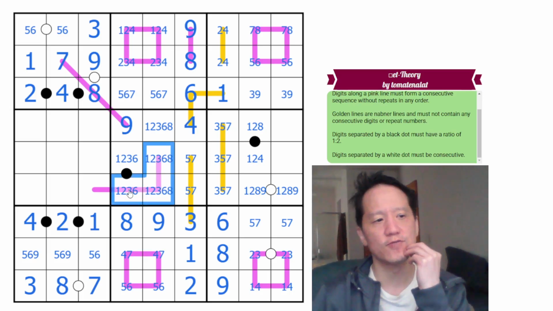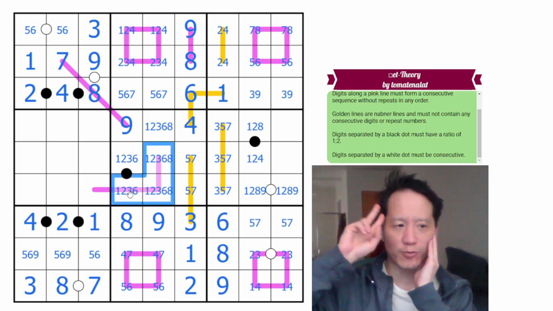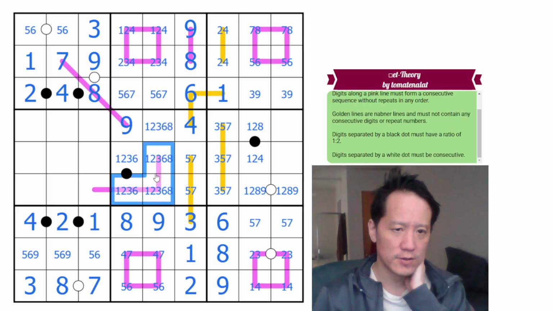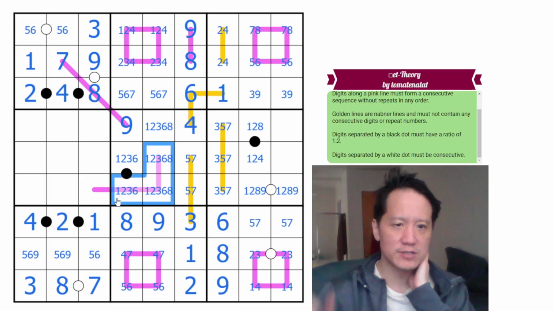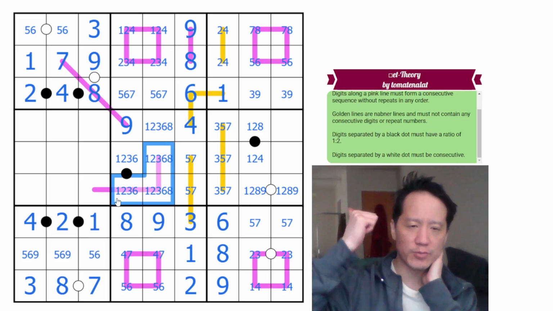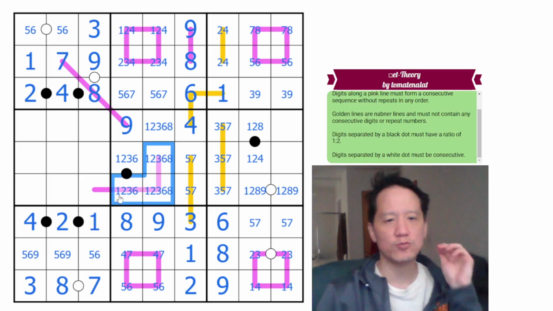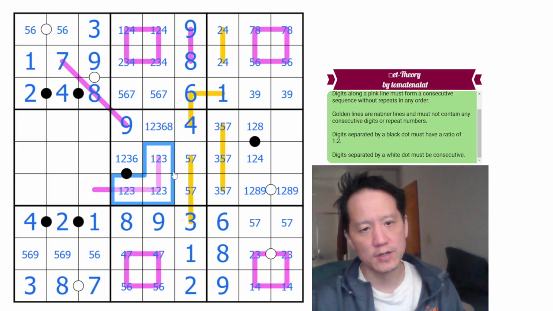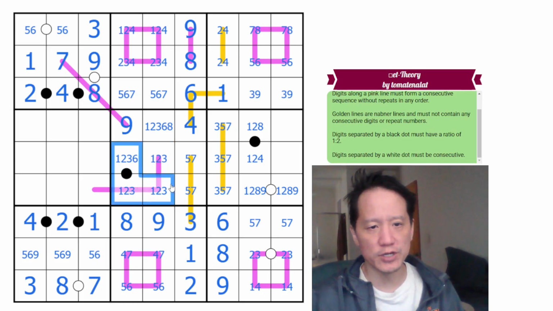And that doesn't form. 3 and 6 have to be with 4 and 5 specifically, and neither of these can be 4 or 5. So it cannot be 6, 8 together. It cannot be 3 and 6 together, so it must be 1, 2, and 3 here specifically. So this is 1, 2, and 3. Well, on 1, 2, and 3, that eliminates 1, 2, and 3 from the rest of the box because we have a 1, 2, 3 triplet.